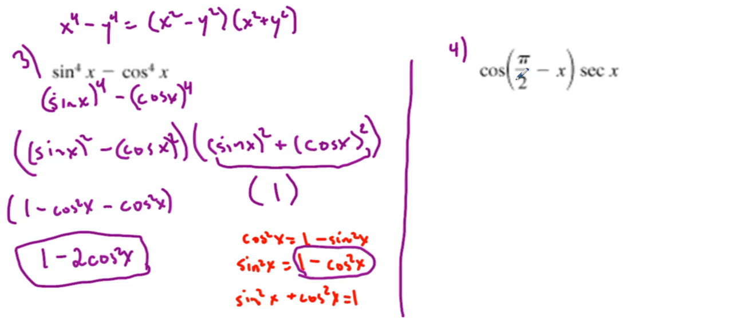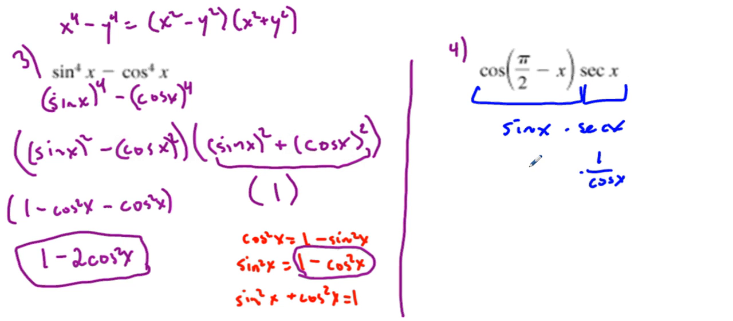Cosine of pi over 2 minus x, times secant of x. Hopefully, if you remember, this one is kind of easier. What is that? That is a cofunction identity. Cosine of pi over 2 minus x we know is going to equal sine of x, times secant of x. Well, what's secant? Let's use another fundamental, the reciprocal identity, and we know that's 1 over cosine. Whenever you get stuck, just change these to sine and cosine. That's what all trig ratios are, even tangent and cotangent.